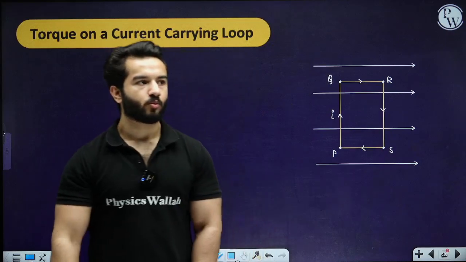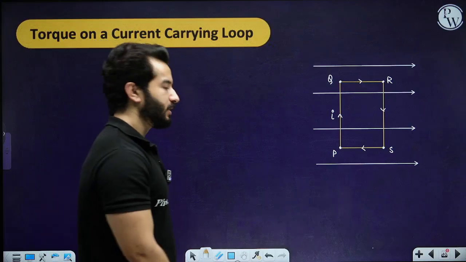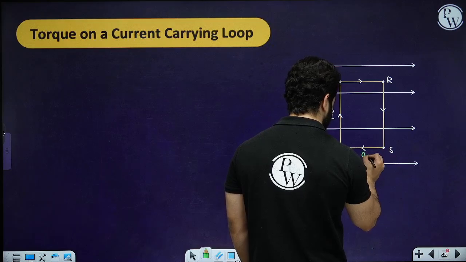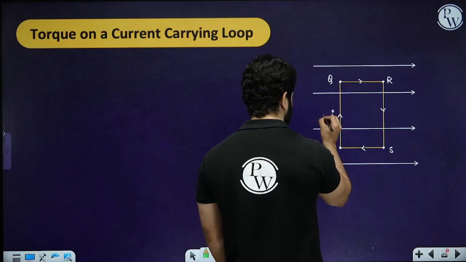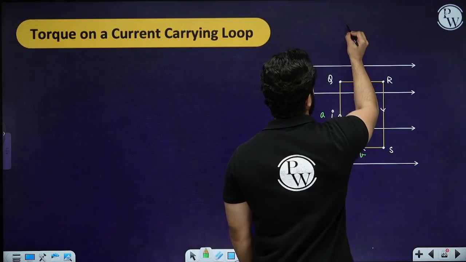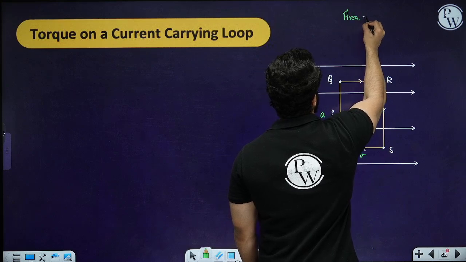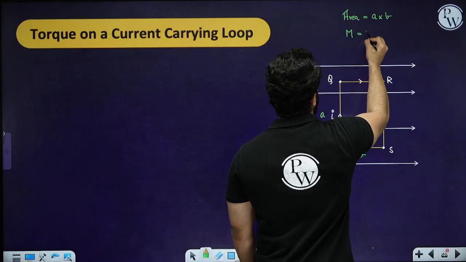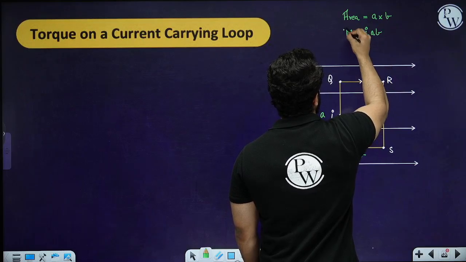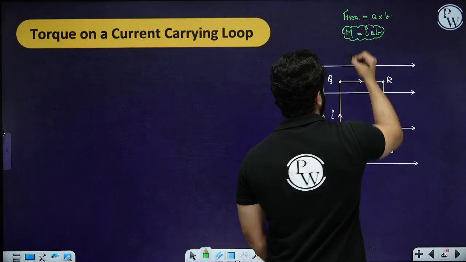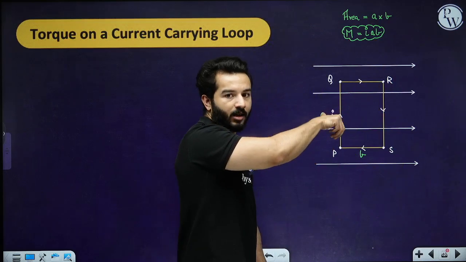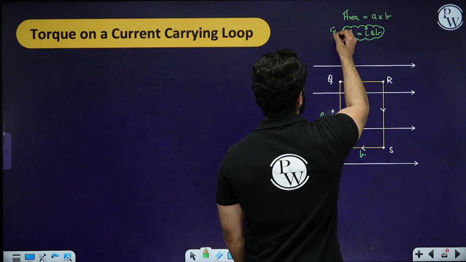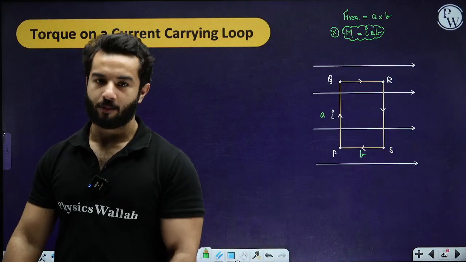If someone asks you, can you tell me what is going to be the magnetic moment in this case? Yes, let's say the length of this PS is A, and this is, let's say, B. So area of this loop is A into B, or AB. So magnetic moment will be I into AB, and the direction of magnetic moment is going to be something like this. Are you getting it? Into the board. So magnetic moment will be actually cross. Hopefully you are able to understand it, right?